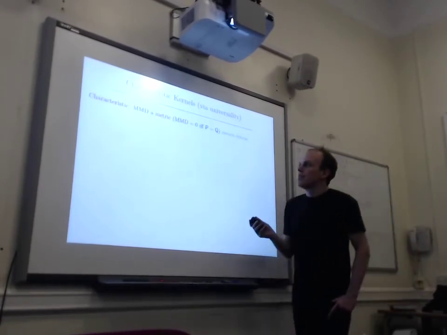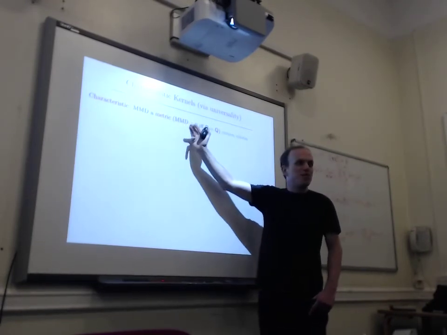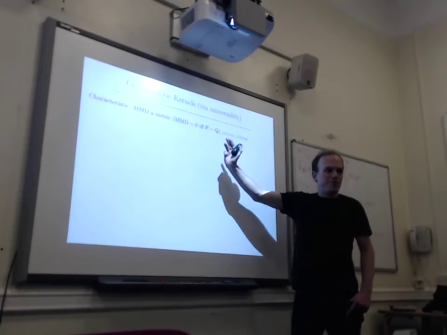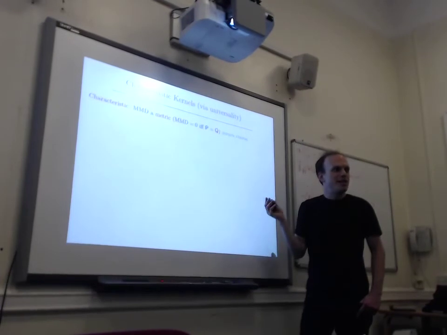Okay? So characteristic kernels are the kernels for which this distance between expected feature maps is 0 if and only if P and Q are the same. So in other words, the feature maps uniquely represent probabilities.